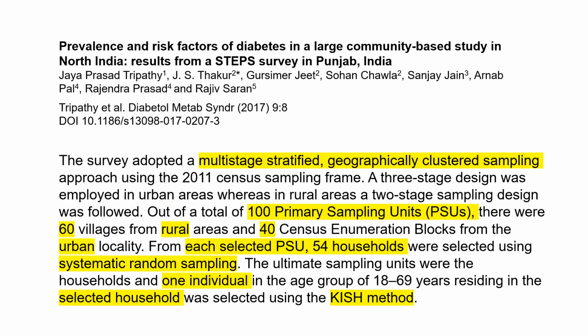This is another example of multi-stage sampling using a combination of designs. Out of 100 primary sampling units, there was stratification into urban and rural. Households were selected using systematic random sampling. Then from the selected households, which were the clusters, 1 household member aged 18 to 69 was selected using the Kish method. This method makes use of a pre-assigned table of random numbers to find the person to be interviewed.